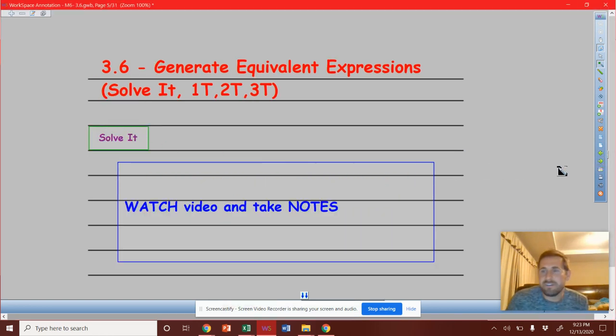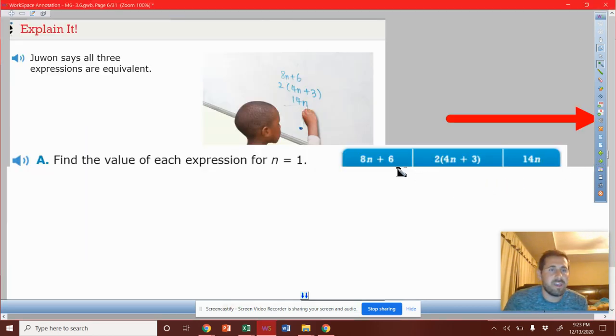So just watch this, solve it, take some notes. I'm not going to take it as in depth as what maybe they're looking at. Well, I guess we will.